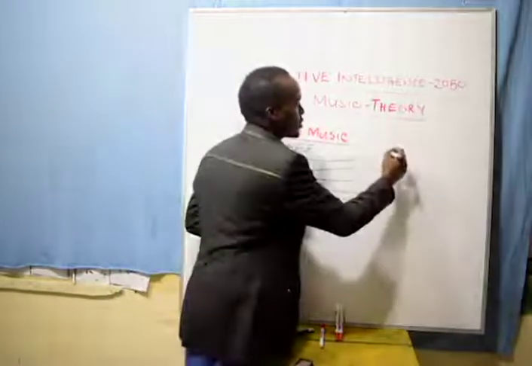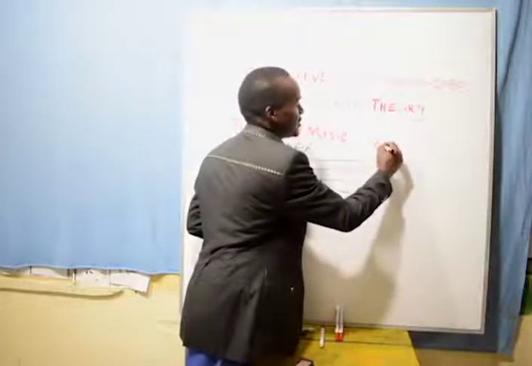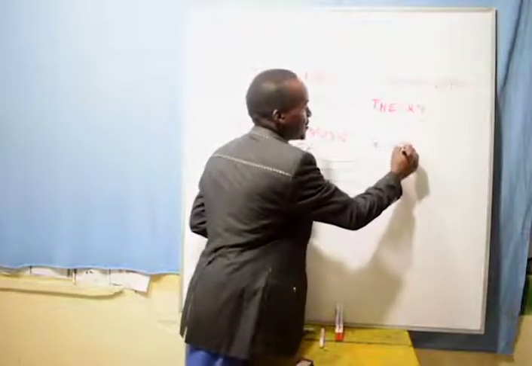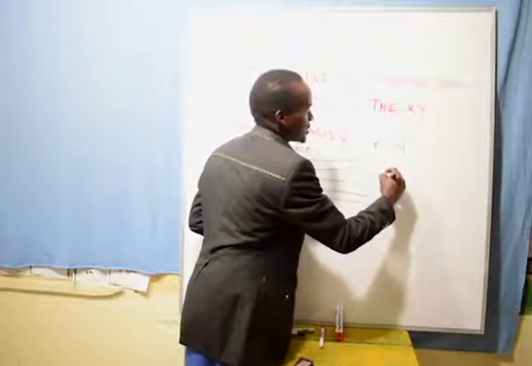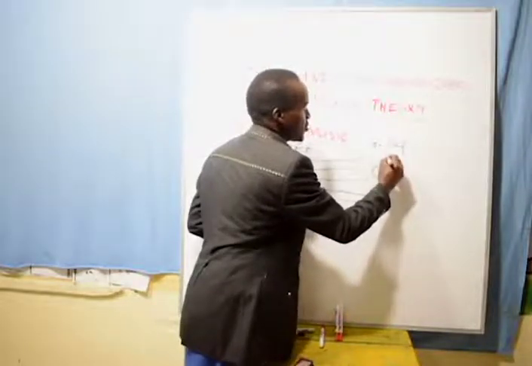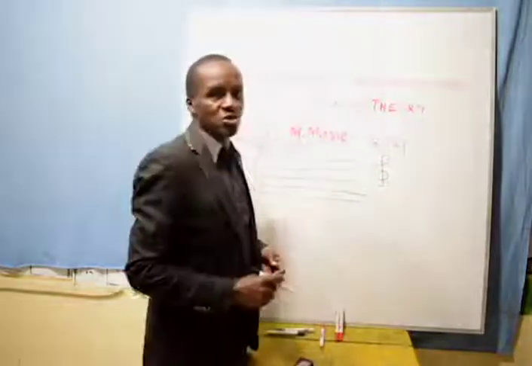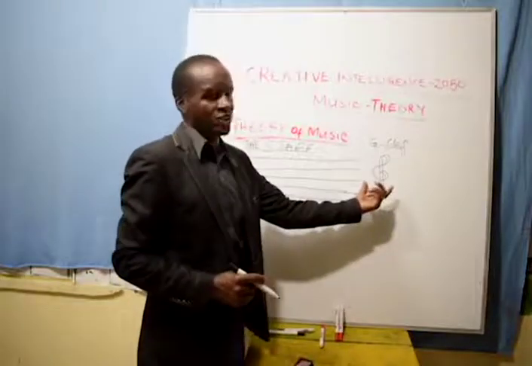Number 1, we have what we call the G clef. The G clef has a symbol written like this, and this is the most popular. Almost everybody knows about a G clef. This is the symbol of a G clef.